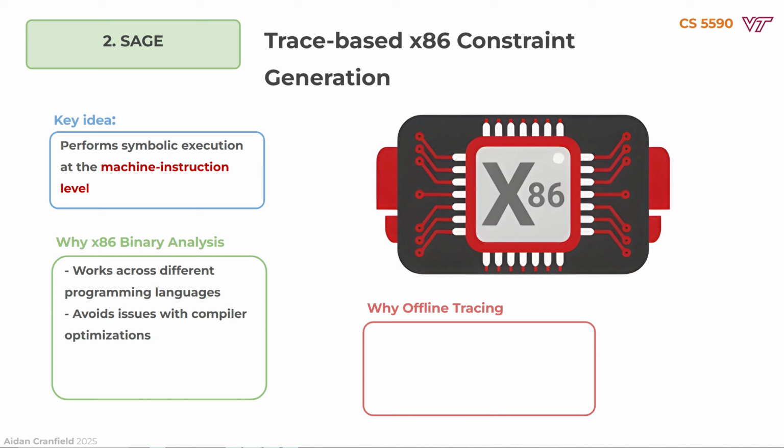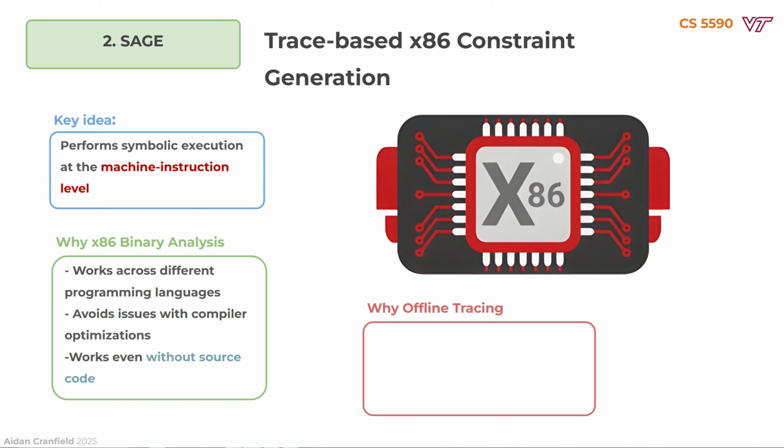Number two, it avoids issues with compiler optimizations. Compilers optimize and modify source code, changing its structure. Sage analyzes the actual binary that runs so that compiler optimizations don't change the code in any way. And number three, it works even without source code. Many programs rely on third-party libraries whose source code is unavailable, and Sage may analyze the closed source binaries to allow it to execute its function.